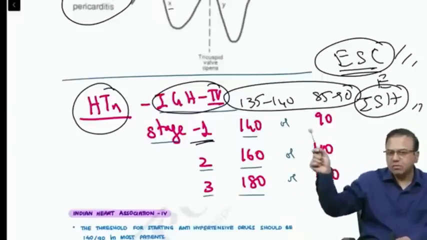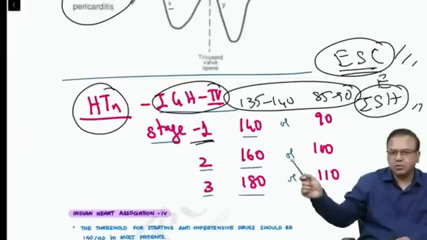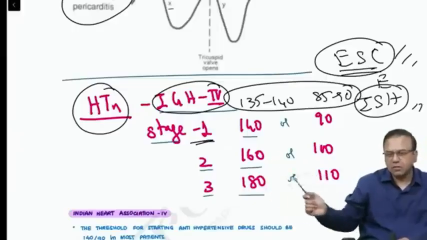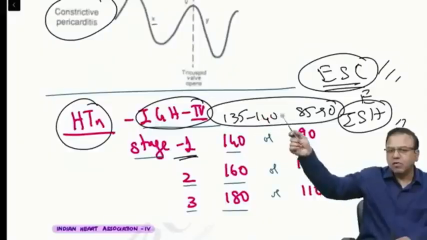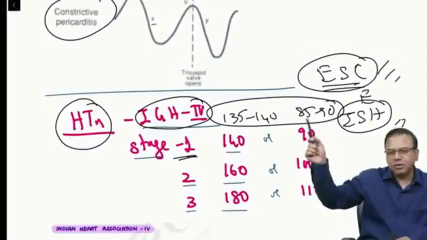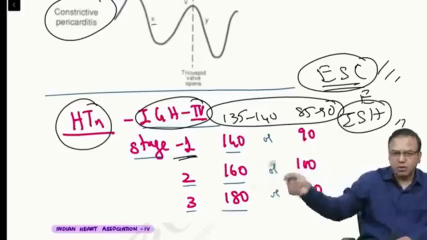Either of them above this number, stage 1 hypertension. Either of these two above, stage 2. And either of these two, this is stage 3. High normal is 135 to 140 and 85 to 90, called high normal blood pressure. They don't ask that, but you should know about these.